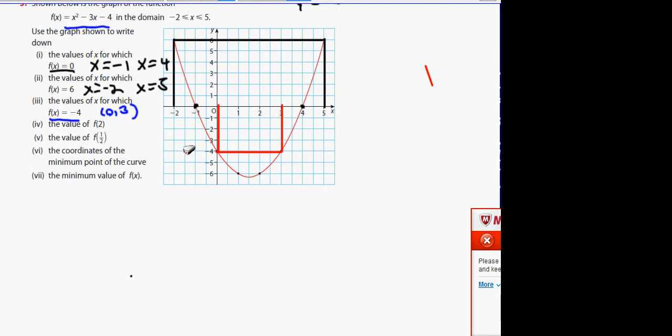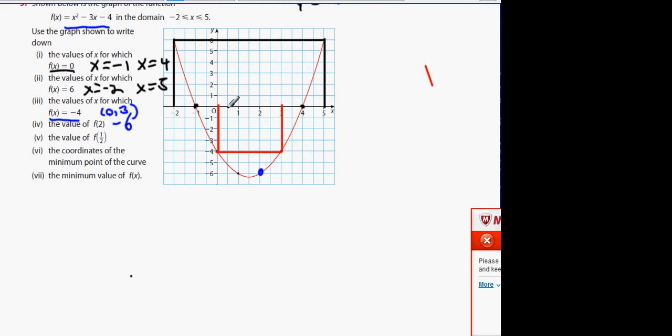Now, back to the question. Find the value of f of 2. What does f of 2 mean? The input is, and which letter is the input, x or y? X. Input of 2. Here's x equals 2 here. Now, where does x equals 2 hit the red curve? There we go, minus 6. So the value of f of 2 is minus 6.